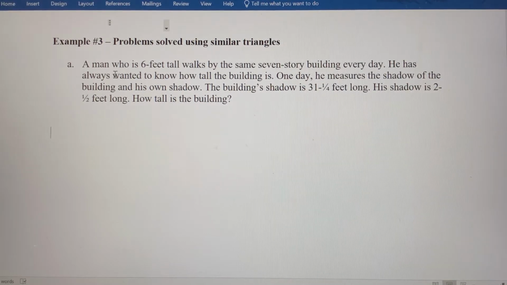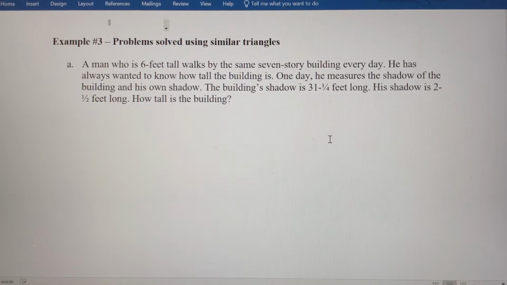So here we've got a man who's 6 feet tall, who walks by the same 7-story building every day. He's always wanted to know how tall that building is. One day, he decides to measure the shadow of the building and his own shadow, and use that to determine how tall the building is. He measures the building's shadow to be 31.25 feet, and his own shadow to be 2.5 feet. How could he find the height of the building with that given information?